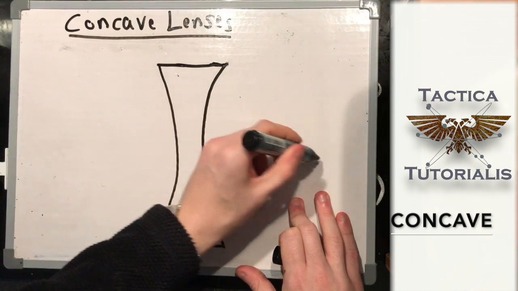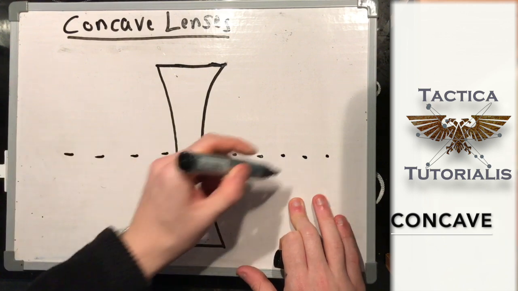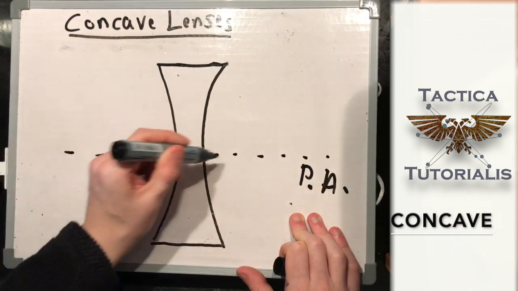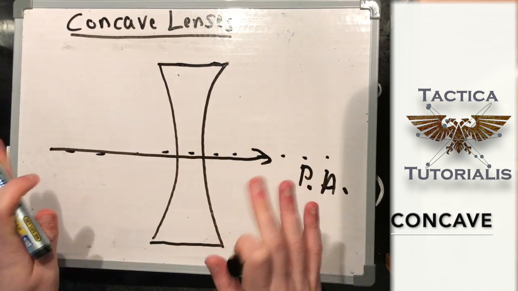So first off, we have our principal axis. I'm just going to call that PA, save the space. And a light ray on the principal axis just goes straight through. No problems there, same as before.